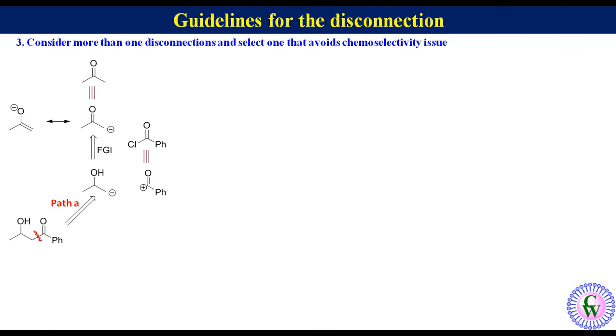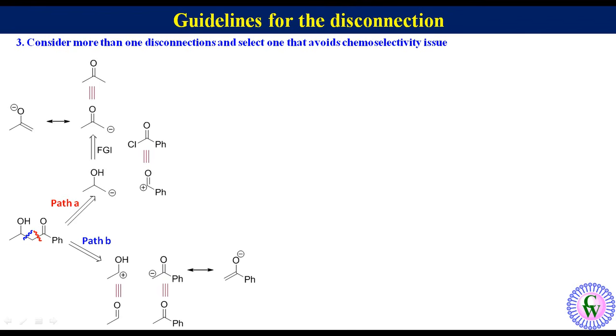If we disconnect here, we will get a hydroxyethyl cation as acceptor and this enolate as donor synthons. Let's label it as path B. The synthetic equivalent for the acceptor will be acetaldehyde, and for the enolate it will be acetophenone.